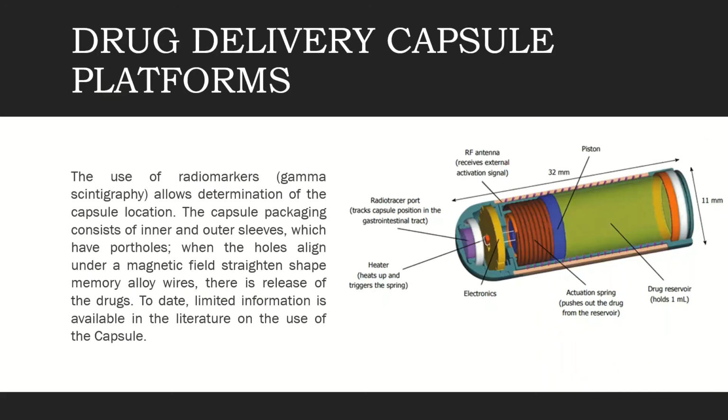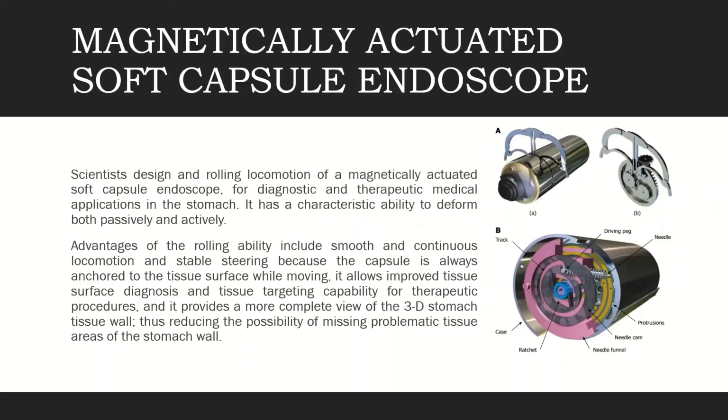The use of radio markers allows determination of the capsule location. The aim of this device is that when the holes align under the magnetic field, straining shape memory alloy wires, there is a release of the drugs. To date, limited information is available in the literature on the use of the capsule. There are lots of prototypes for capsules, but we chose just three of them.